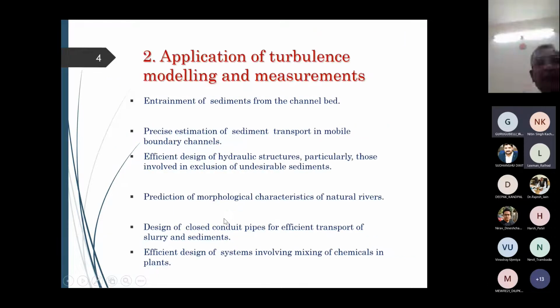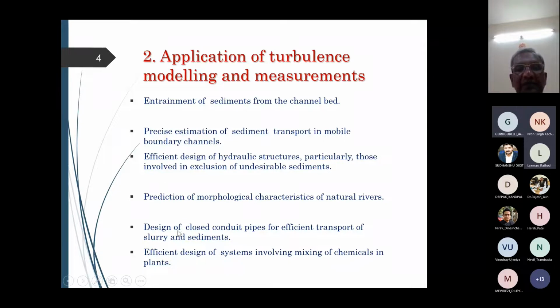Now, if you talk about the application of turbulence modeling and measurements, it is very, very useful in the entrainment of sediments from the channel bed, because entrainment is highly dependent on the shear stress. And if you talk about the incipient motion condition, then precise estimation of sediment transport in mobile boundary channels, and efficient design of hydraulic structures. For example, if we are involved in designing silt exclusion devices like silt excluder, silt ejector, those kinds of things, then there is a role of turbulence. Prediction of morphological characteristics of natural rivers is another important application. And then design of closed conduit pipes for efficient transport of slurry and sediments, and efficient design of systems involving mixing of chemicals in chemical plants, right?